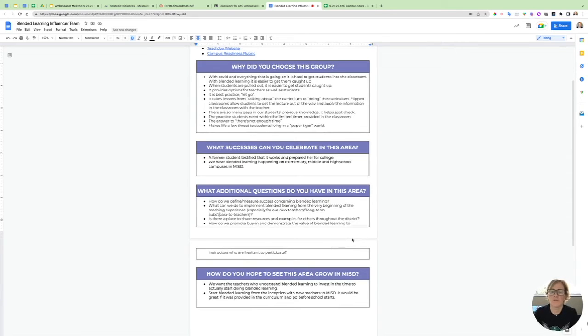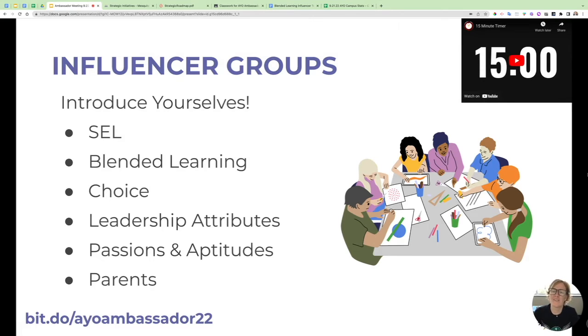And we're going to use this information that they gave us yesterday to inform future work and meetings with those ambassadors. One thing that we learned is 15 minutes was not enough. So we'll have to make sure and prioritize that time because they all had great conversations. I would say that blended learning and student choice were the largest groups, followed by leadership attributes, and then SEL. And then parents were about the same size as SEL, and then we had 2 people in passions and aptitudes.